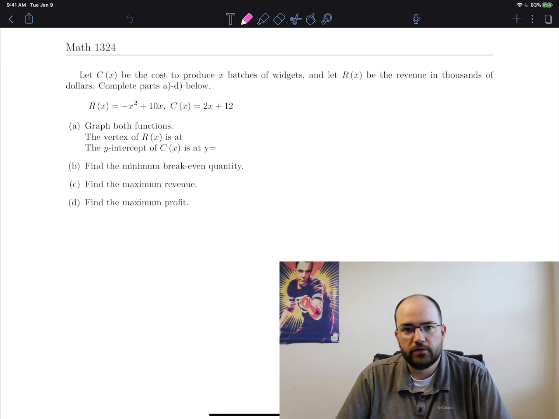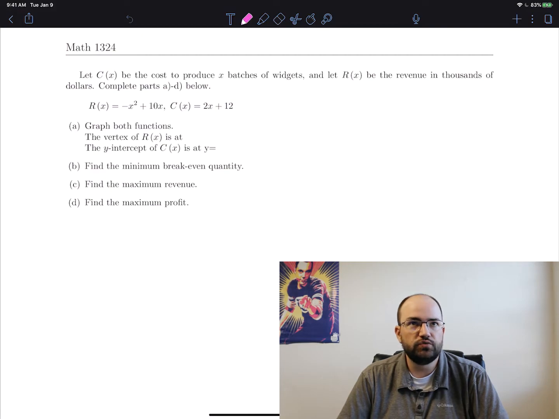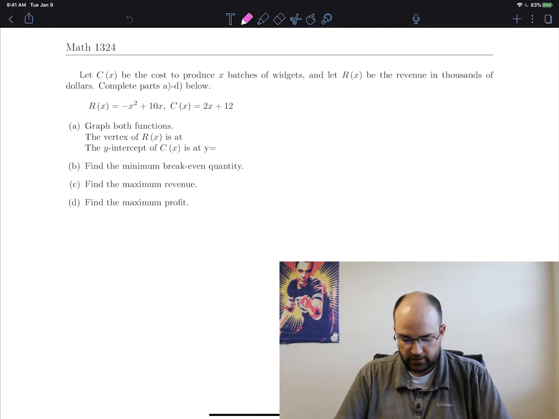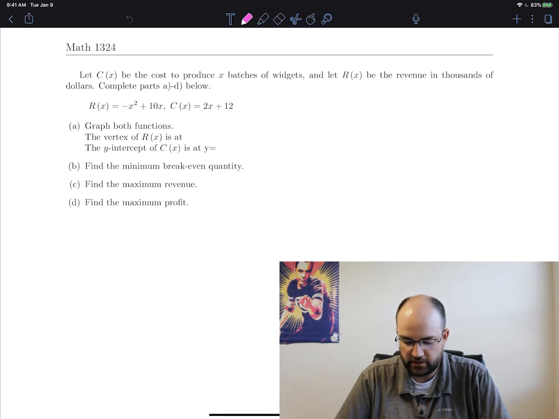Okay, welcome to Math 1324. This is Chapter 10, Section 2, Example 8. In this example, we have: let C of x be the cost to produce x batches of widgets and R of x be the revenue in thousands of dollars. Complete parts A through D below.